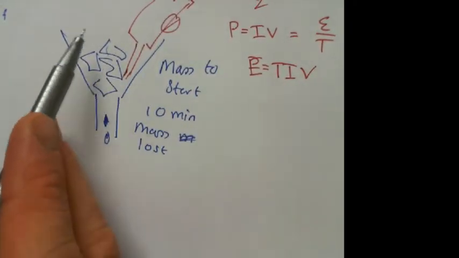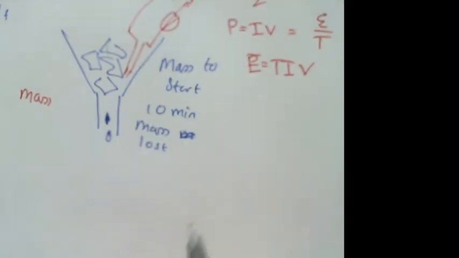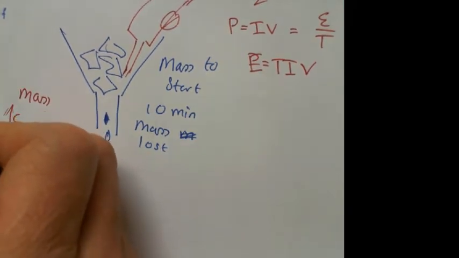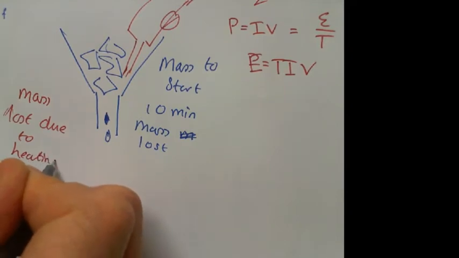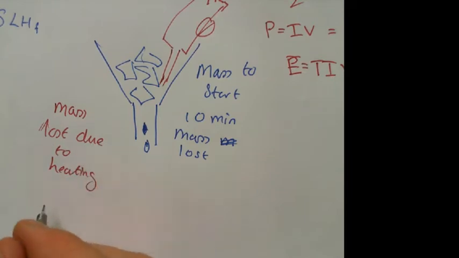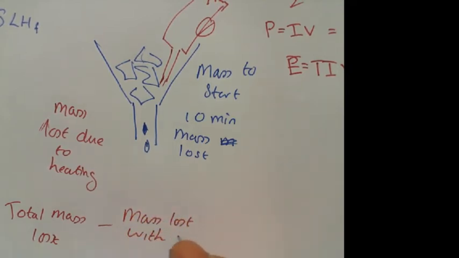After I've put in a known amount of energy, I can measure the mass again, and this time I can see how much mass I've lost due to my heating, but that's not going to be the mass that I've lost. So the mass lost due to the heating will be equal to the total mass lost minus the mass lost with no heating.